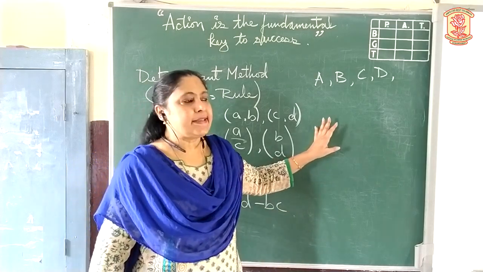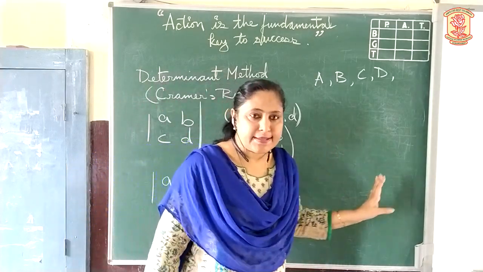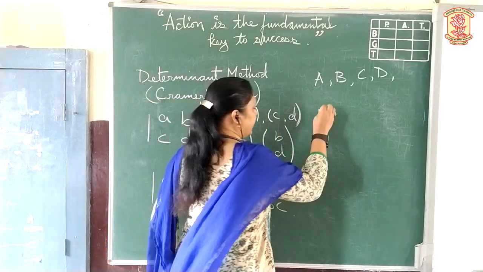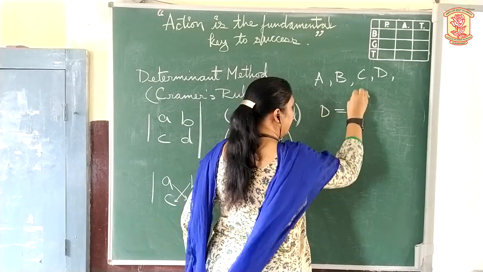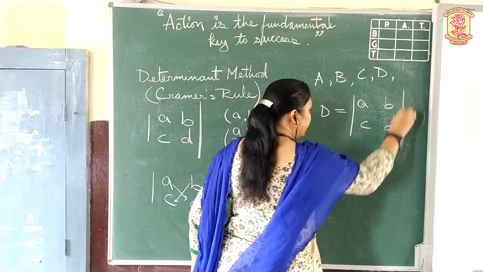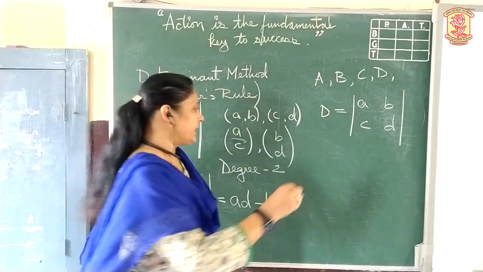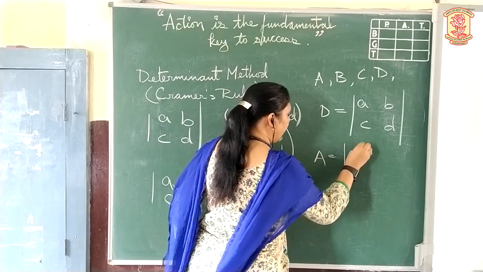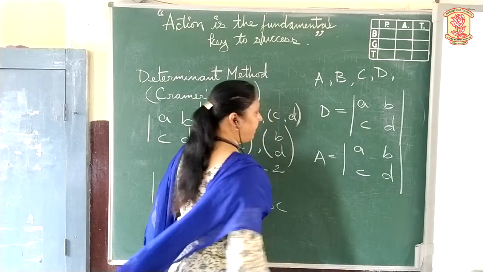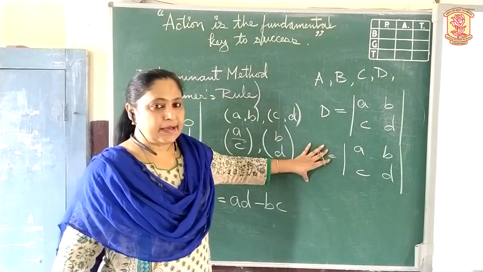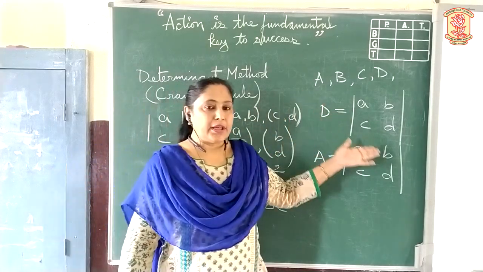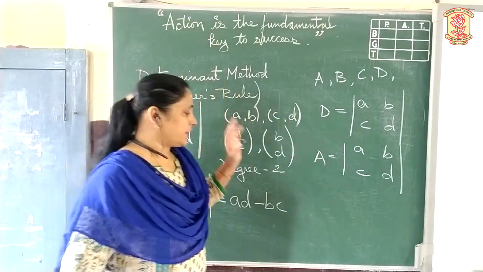Here, we are going to see how we solve simultaneous equations using Cramer's method. Here, the determinant D equals A, B, C, D. This is how we write it. And now we are going to see how we get the equations and how we solve them by Cramer's rule.